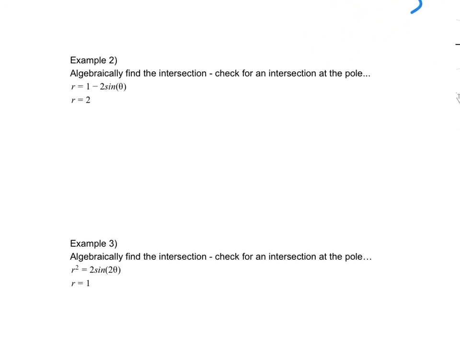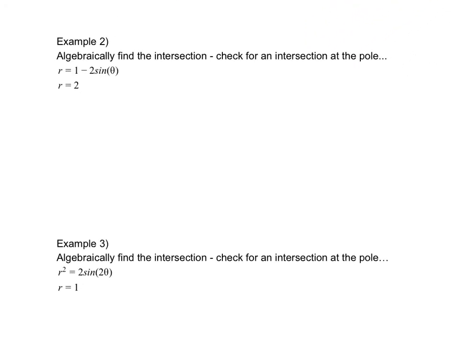The next thing we're going to look at is how to algebraically find intersections. And the caveat to this that we always need to consider is that we need to check for an intersection at the pole, the pole being 0, 0. Those will not show up for us algebraically, so we have to play around with that. So here's what we're going to do. Here's a system of equations.